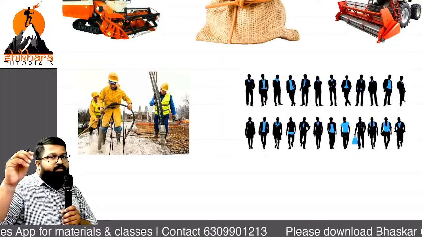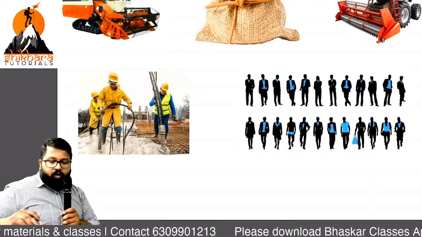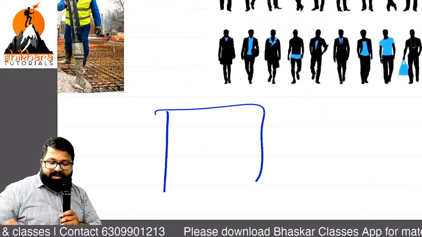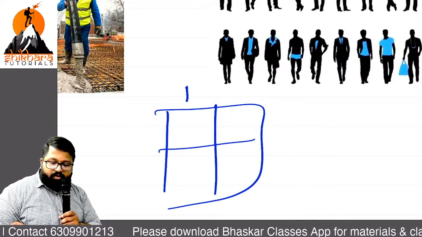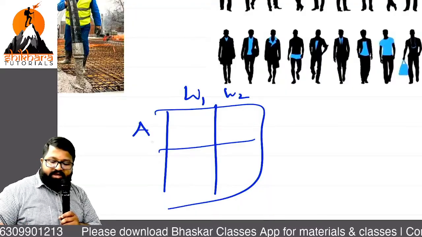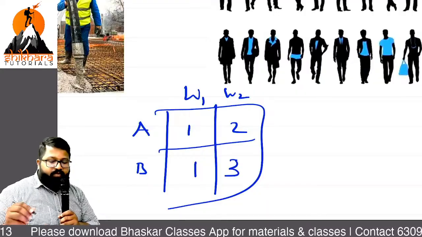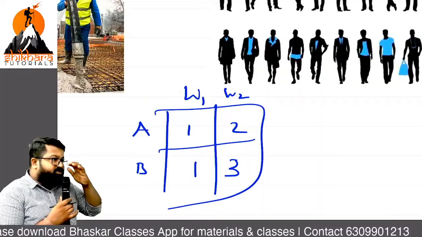These are the areas that will be given in tabular format for you, that we have to select and make the allocation. For example, straight away there is a table given. Work 1, work 2, person A, person B, 1, 2, 1, 3. Sir, now can you make the allocation so that we reach the minimum cost?